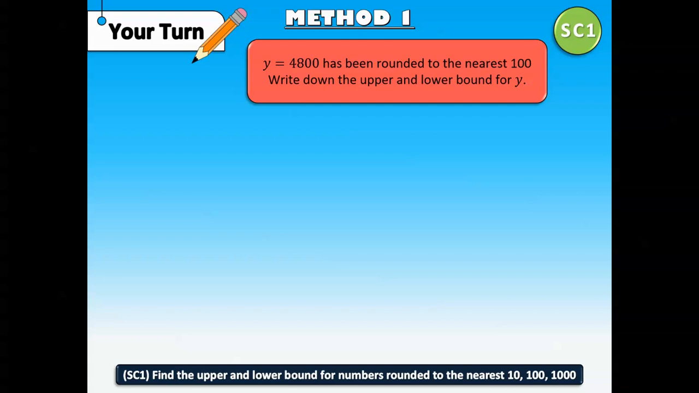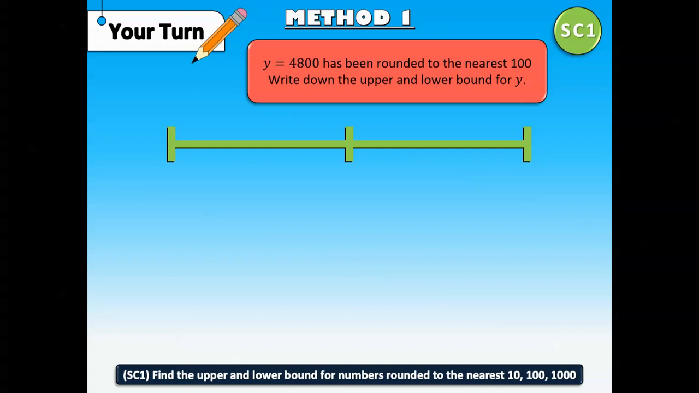Here's a question for you to have a go at. Pause the video, and when you're ready to see what you should have done, press play. So in this question, y equals 4,800 and it's been rounded to the nearest 100. So we want to write down the upper and the lower bound for y.